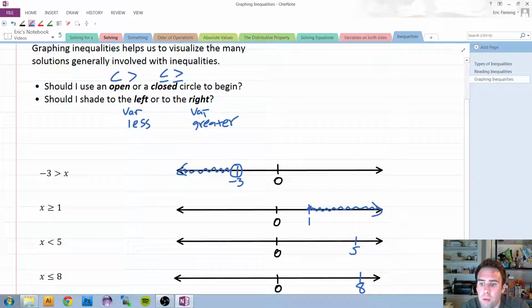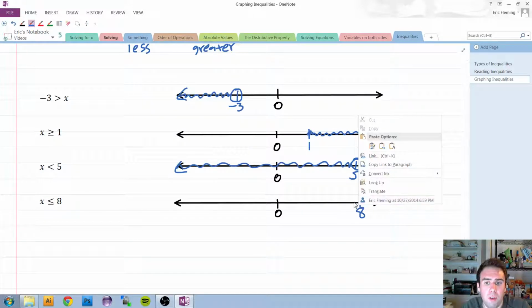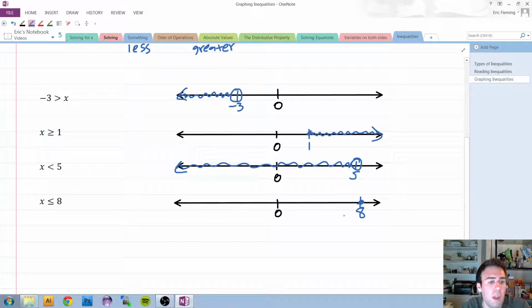2 more to go. Scroll down a little bit. Here we go. X is less than 5. That'll be an open circle because there's no bar underneath. And less than the variable tells me we're going to the left. And finally, let's see here, x is less than or equal to. We're going to fill this in. And since it was less than, we are shading to the left again.